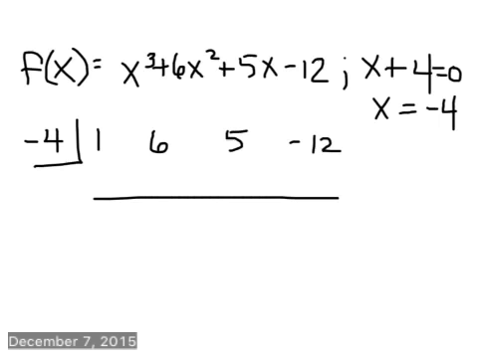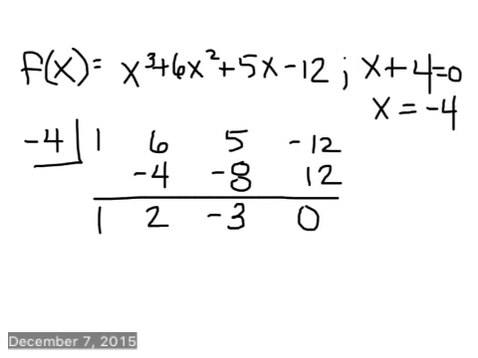How did I get those numbers? Okay, good. All right, now what's the process? Drop the 1. When I multiply that, I get negative 4. When I add that, what do I get? 2. When I multiply it now, I get what? Negative 8. When I add that, I get negative 3. And when I multiply that, I get what? I get positive 12. And what should I get as the remainder? 0. If it is a true factor, I should get 0 for the remainder. If it's not, then they gave us bad info, or we just did it wrong.